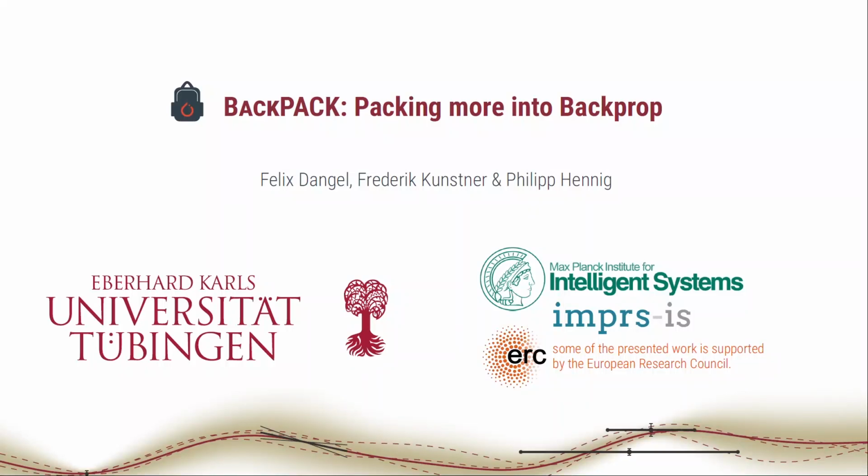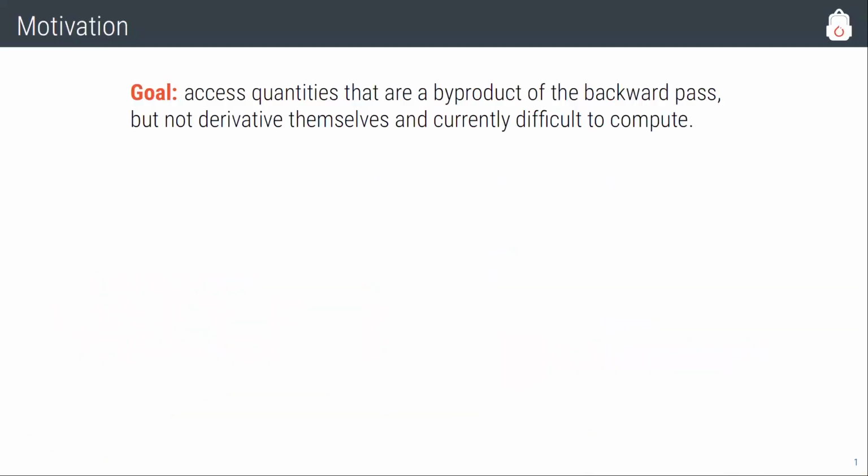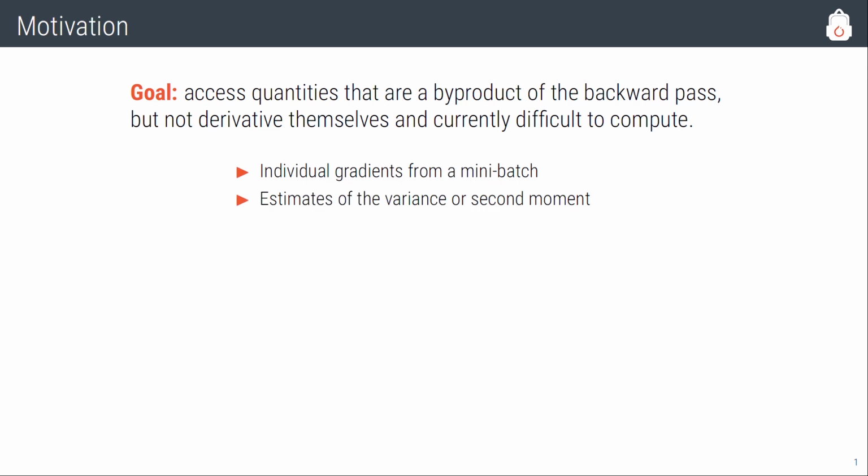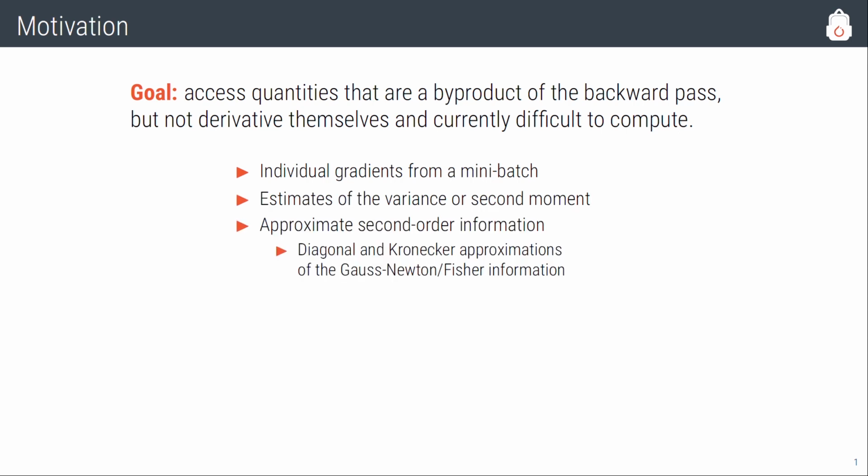This is the presentation for Backpack, packing more into Backprop. We are presenting a software library that extends the existing backward pass in PyTorch to compute information that is not necessarily the direct derivative of a function. This includes individual gradients from a mini-batch, estimates of the noise in the form of the mini-batch gradient variance or second moment, and curvature approximations of the Hessian, like the generalized Gauss-Newton and the Fisher information matrix.